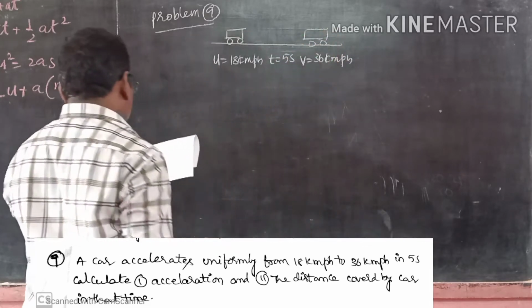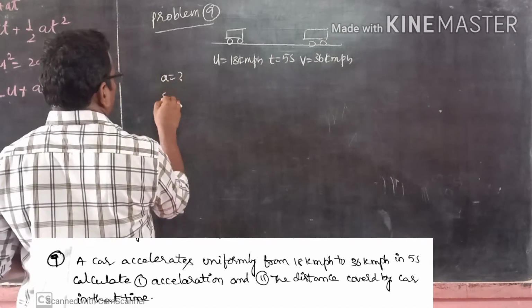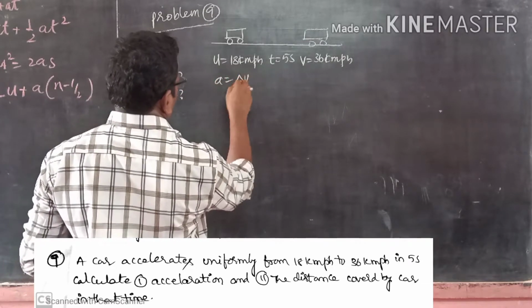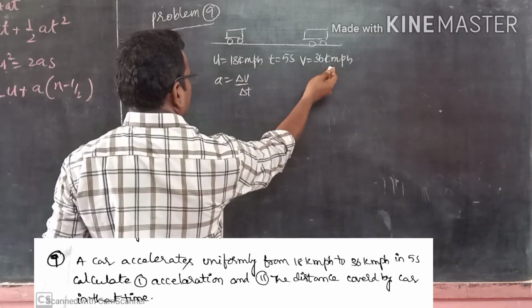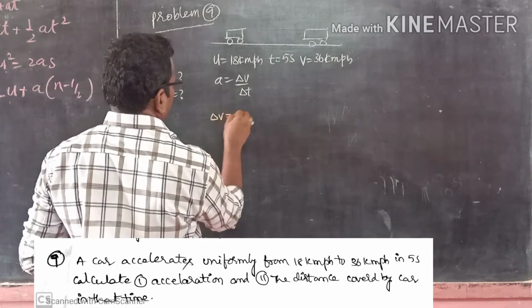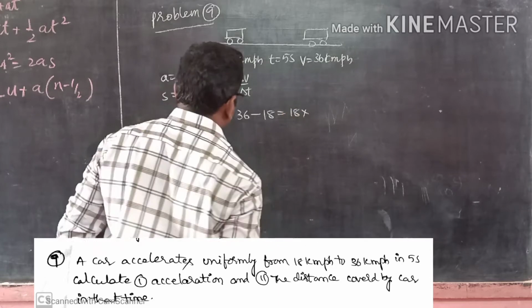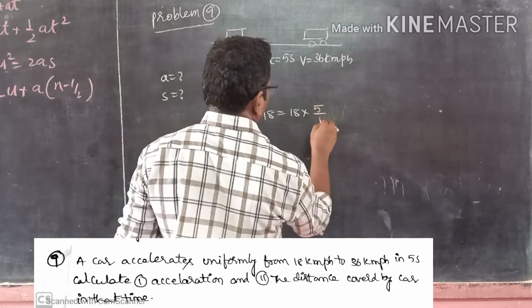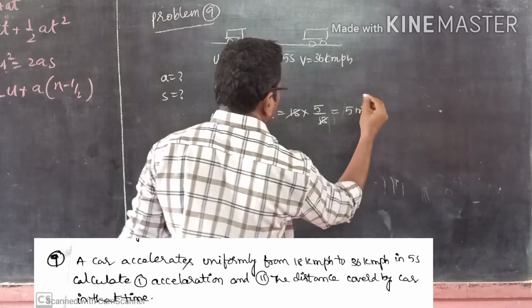Now we should calculate the acceleration. a is equal to question mark and displacement is equal to question mark. a is equal to delta v by delta t, but here it is in kilometer per hour. First we should convert that into meter per second. Now delta v is equal to 36 minus 18, that is 18. To convert kilometer per hour, we multiply with 5 by 18. 18 once 18 cancel, we got 5 meter per second.